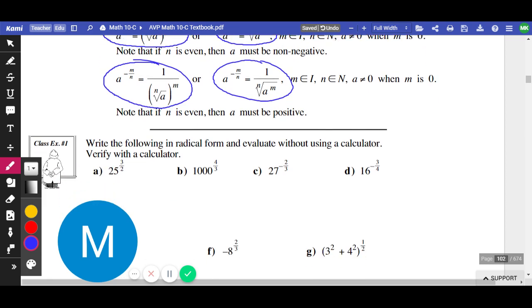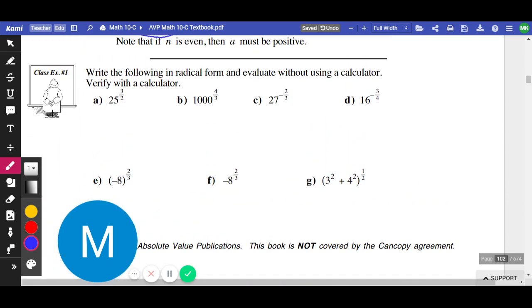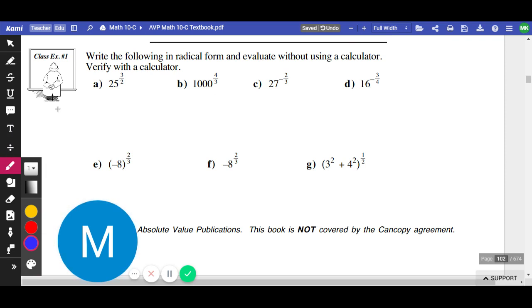Awesome. Before I let you all run off into the world, you guys can try these questions right here. So go ahead, give it a shot. Don't worry about calculating it. Don't worry about verifying with a calculator. Don't worry about evaluating without using a calculator. I just want you to convert these things. I'll give you a chance to do these 7 questions, and I'll do them with you. The goal is to convert all these to radical form.